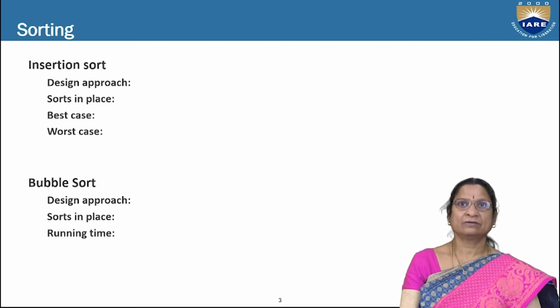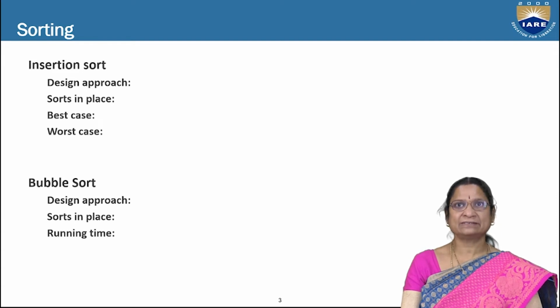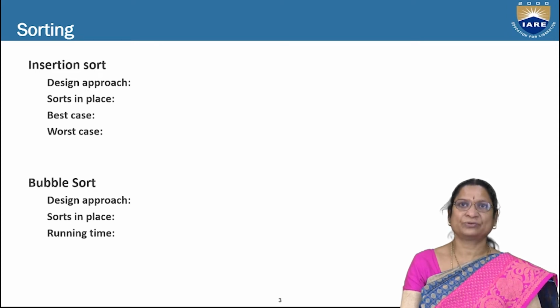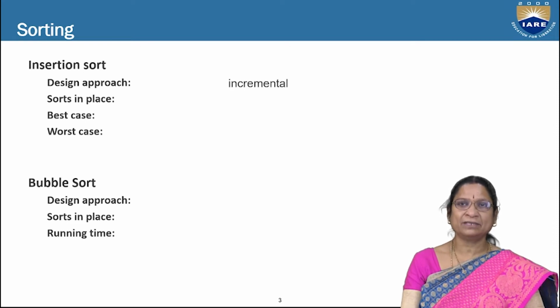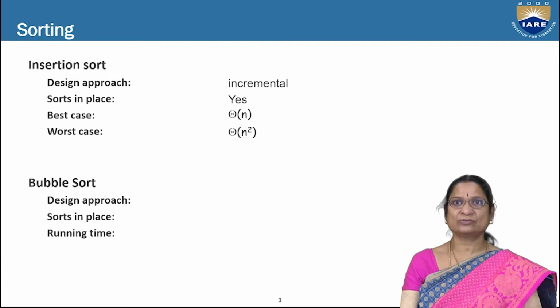In sorting, we already know certain sorting techniques: insertion sort, bubble sort, selection sort, and so forth. Insertion sort's design approach is the incremental method, and the data gets sorted in place, that is, extra memory is not necessary. Best case is order of n, worst case is order of n square.